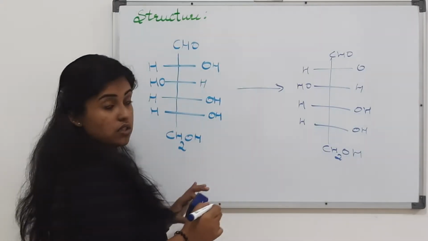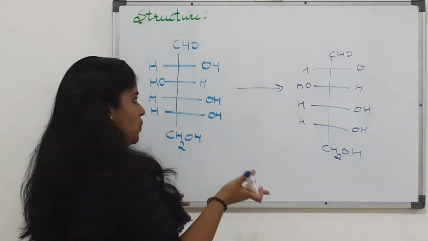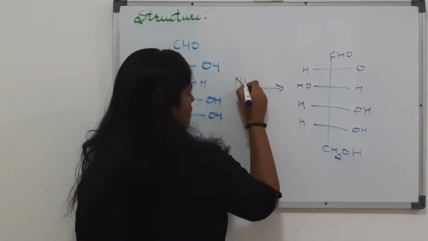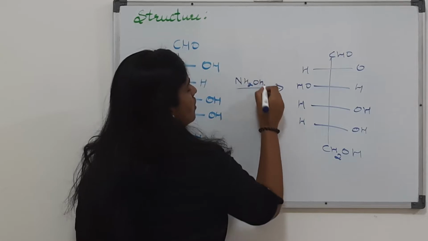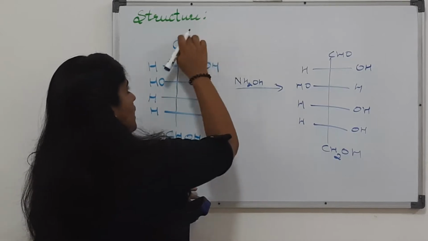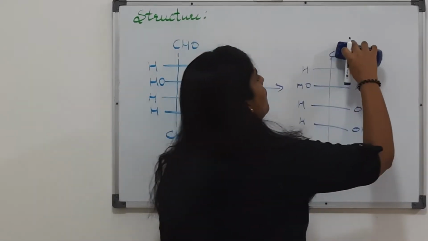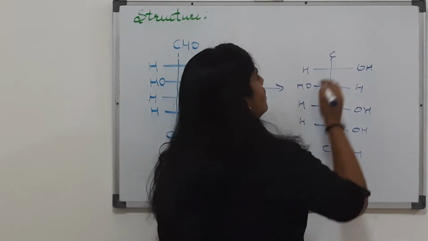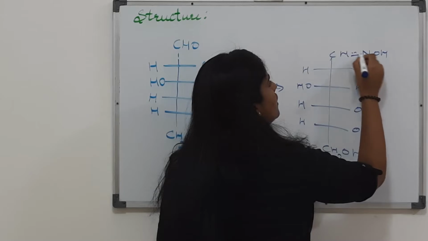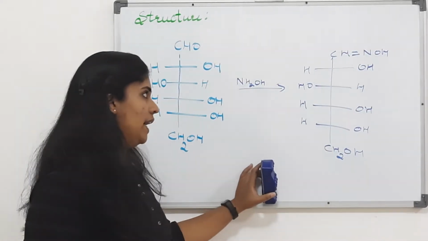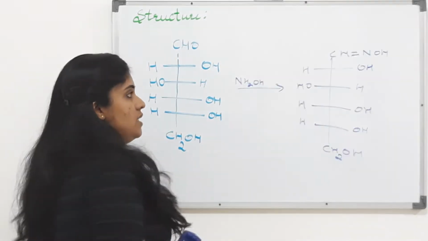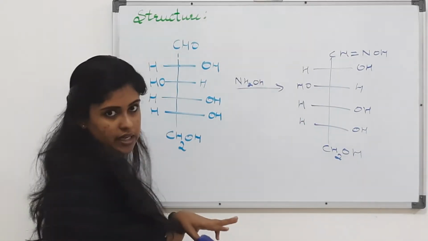The next reaction that we saw was the reaction of glucose with hydroxylamine, NH2OH. What happens? It is the aldehydic part that reacts with hydroxylamine, and what we get would be CH double bond NOH. This is a characteristic reaction of aldehydes, where treatment with hydroxylamine gives rise to an oxime with CH double bond NOH. This was the third reaction we saw.